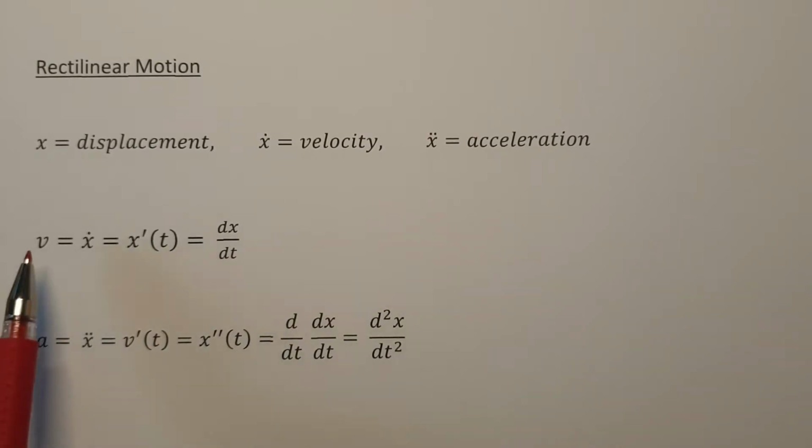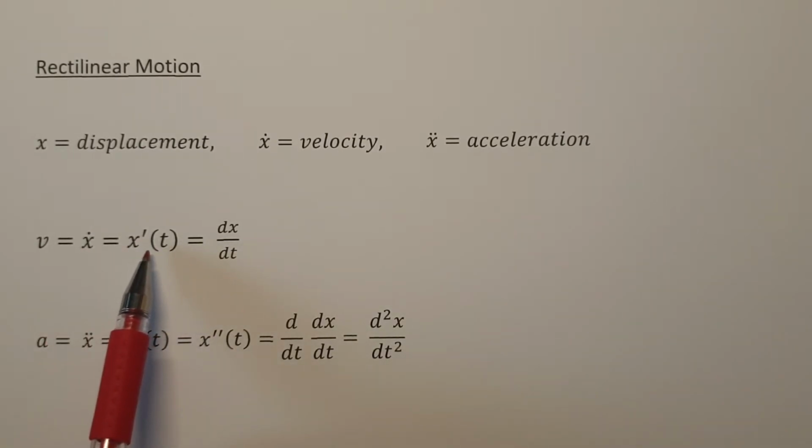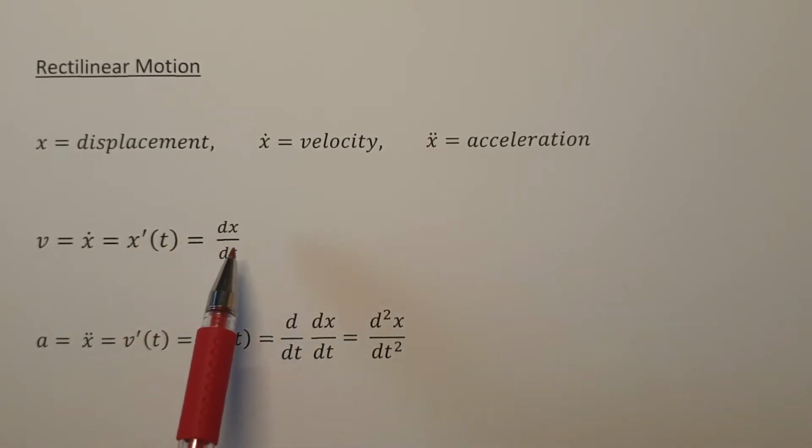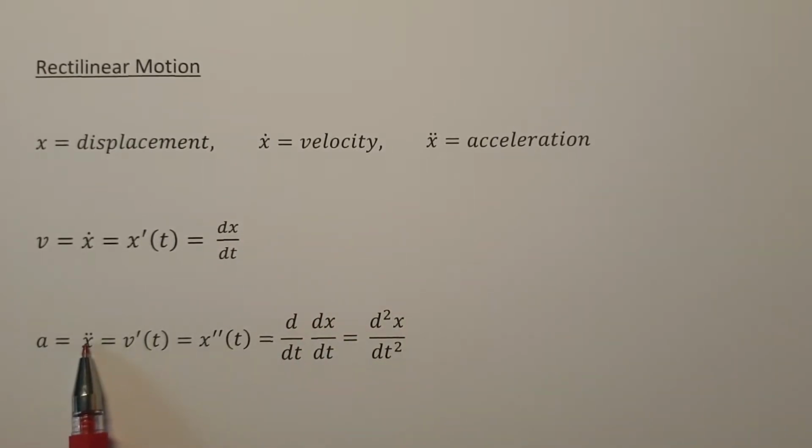So here, velocity is x with the dot on the top, and that's just another way of saying velocity, or we can say x dashed of t, so that's the derivative of x with respect to t, or dx by dt, so it's just ways of saying the same thing. So if we know the velocity, if we take the derivative of this with respect to time, that gives us the acceleration. So acceleration is the second derivative. x with a dot on top just means first derivative, and that means the second derivative.